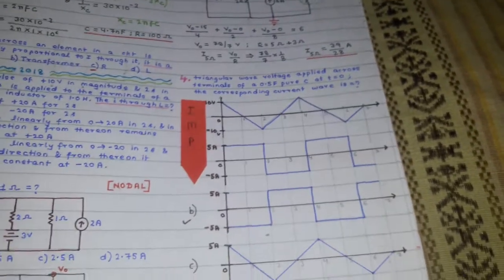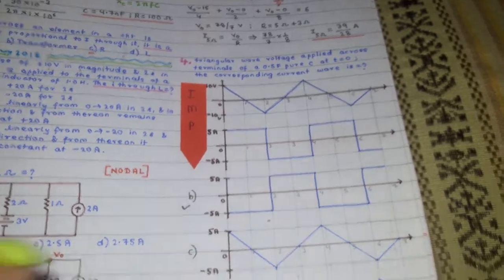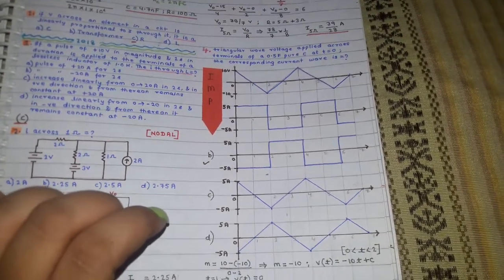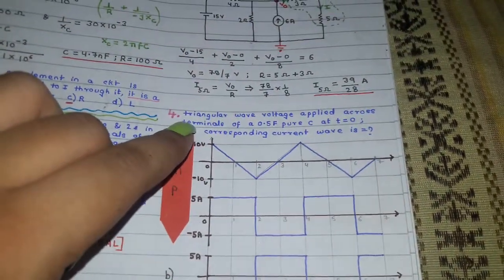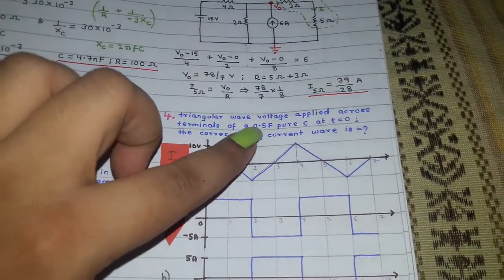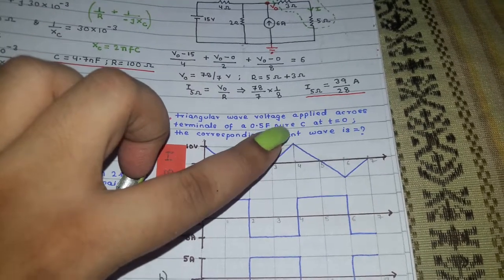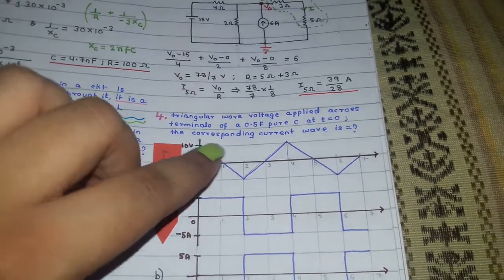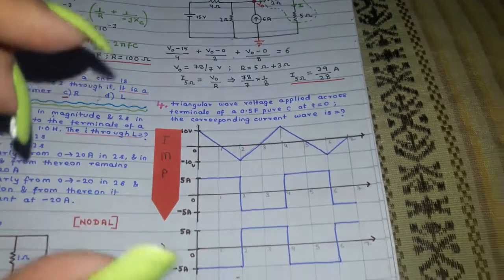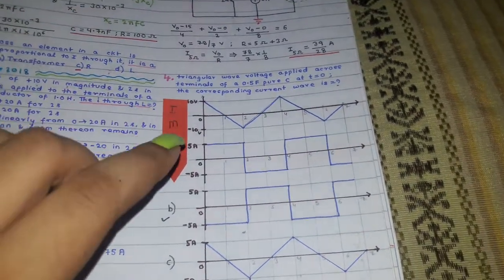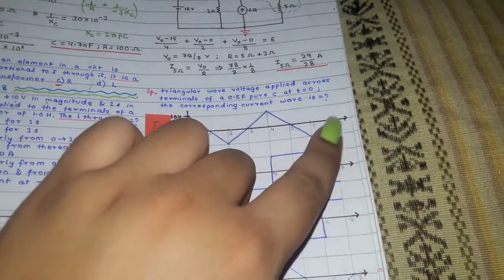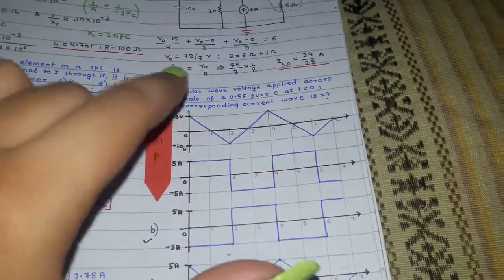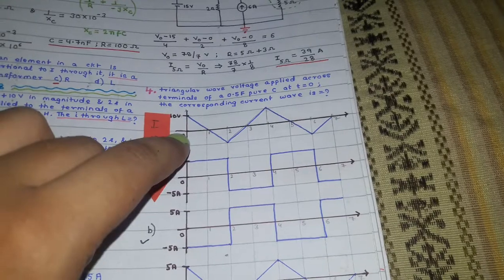Now let's move on to the fourth question. We have this question which seems pretty tricky, pretty difficult, and you don't know what to do. The question here is: a triangular wave voltage is applied across the terminals of a 0.5 farad pure capacitor at t equals 0. The corresponding current wave is? The question says that if you apply a triangular wave voltage across a capacitor, then what would be the current wave of that same capacitor.